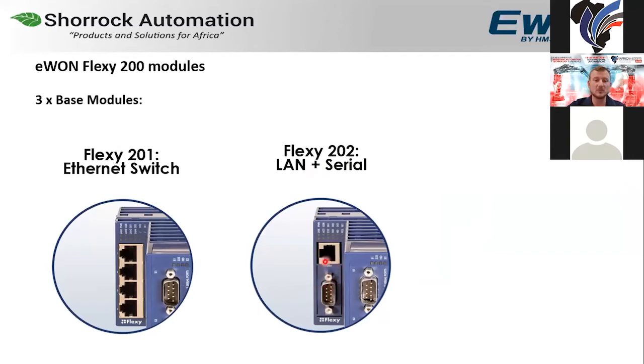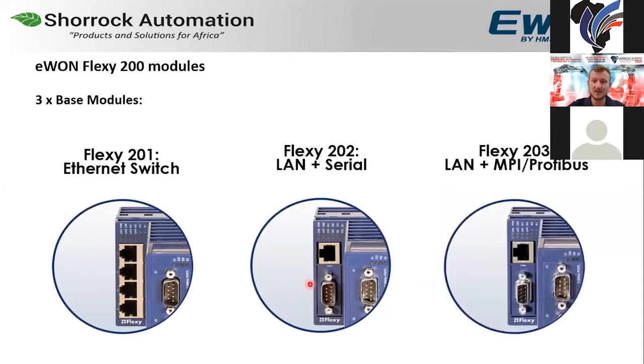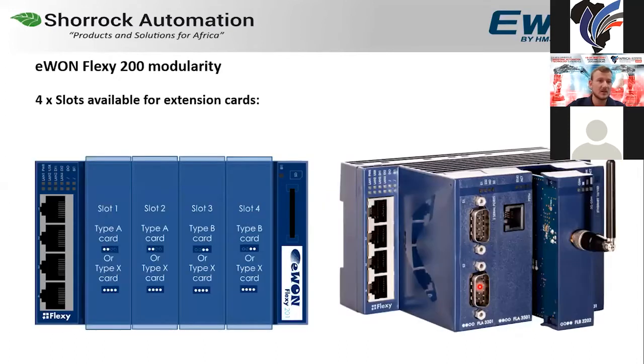We can also use this for Modbus RTU communication with different sensors or power meters, for instance. And then lastly, within this range is the Flexi 203, which comes with a LAN and a built-in MPI or Profibus port for your Siemens devices. In terms of modularity, we have 4 expansion slots available for extension cards. Then just to the right-hand side, some examples of this. I'll take you through all of the available extension cards in a moment.